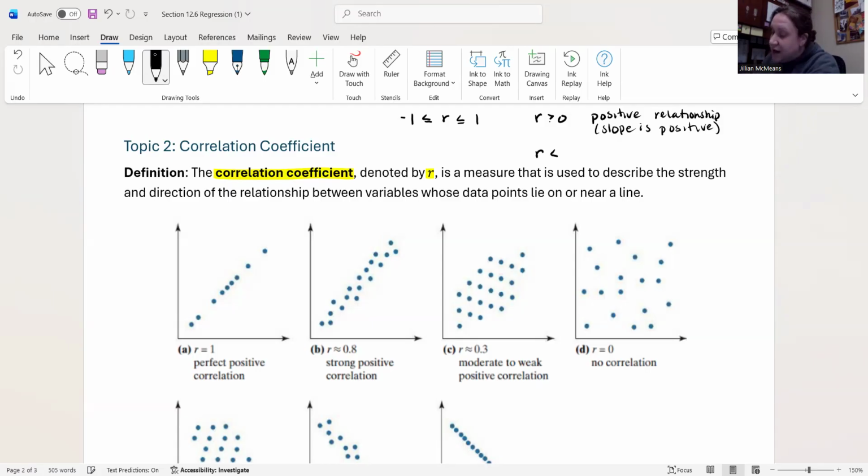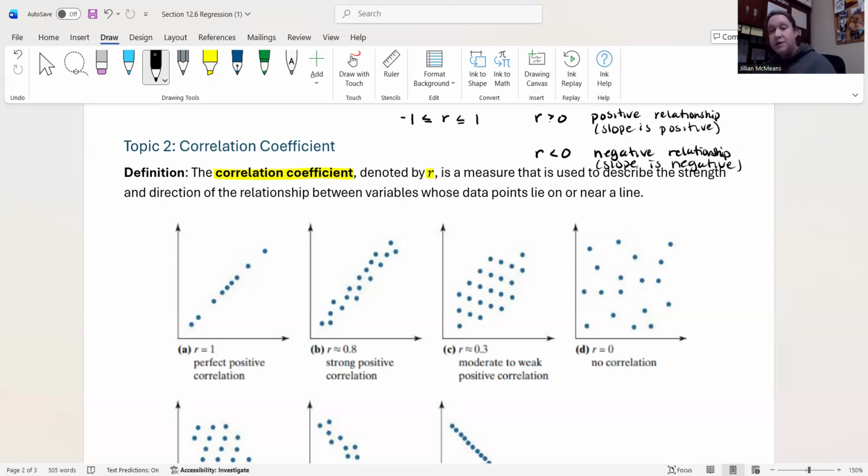For values that are less than 0, meaning they're negative, somewhere between 0 and -1, we have a negative relationship. That just means that the slope is negative. So reading the line from left to right, that line would be going downhill. That's what the positive and negative means.